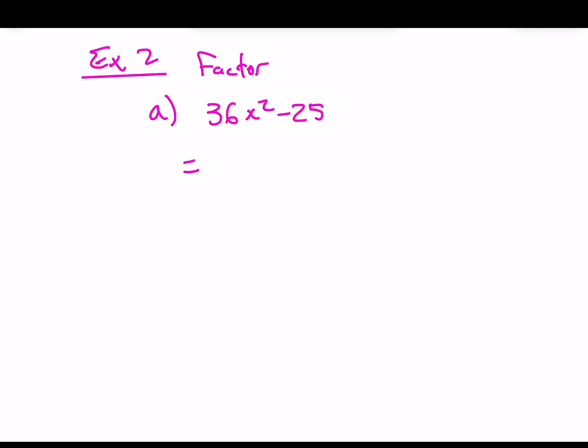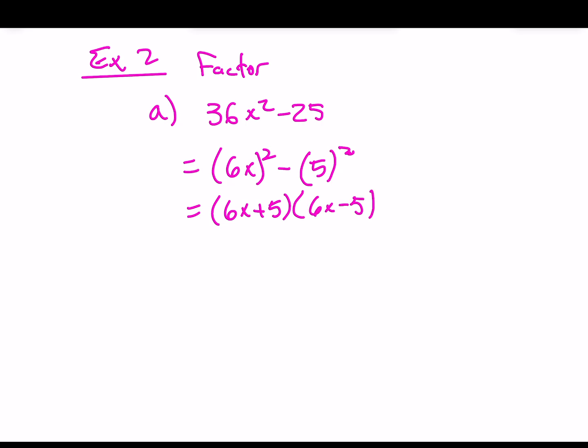Example 2, we want to factor. For part A, 36x squared minus 25. Well, 36x squared can be rewritten as 6 times x quantity squared, and 25 can be rewritten as 5 quantity squared, which means using the difference of squares, we can rewrite this as 6x plus 5 times 6x minus 5. Okay, let's do one more.